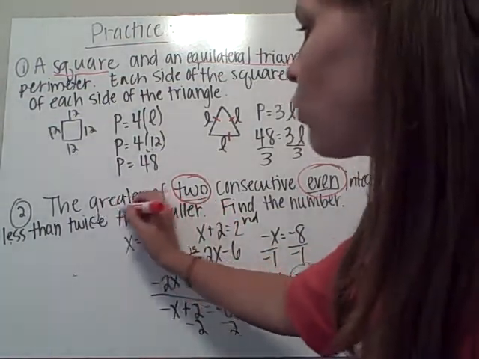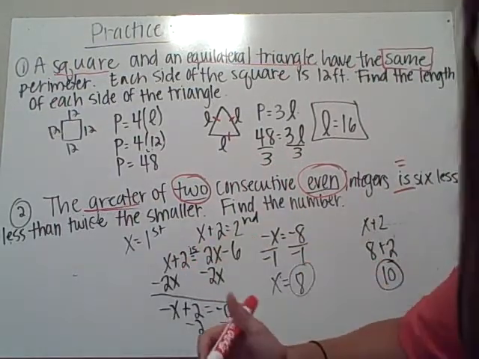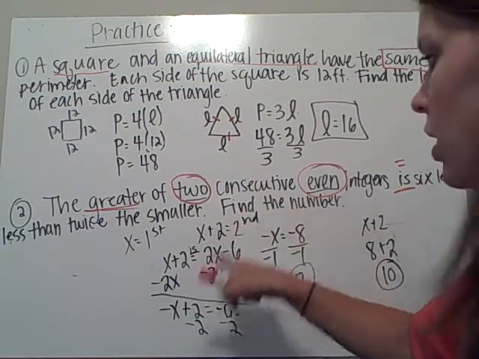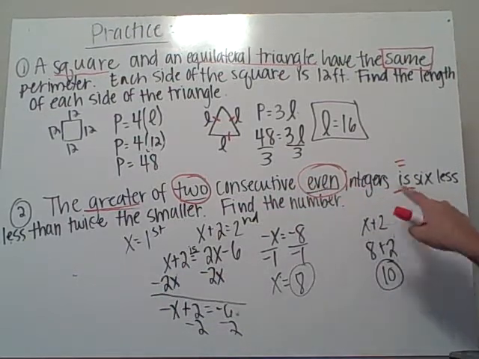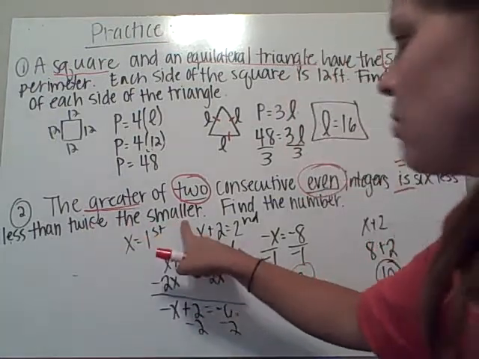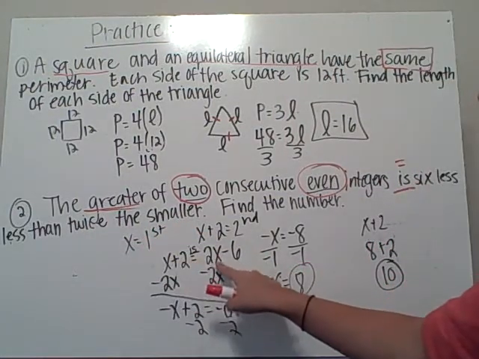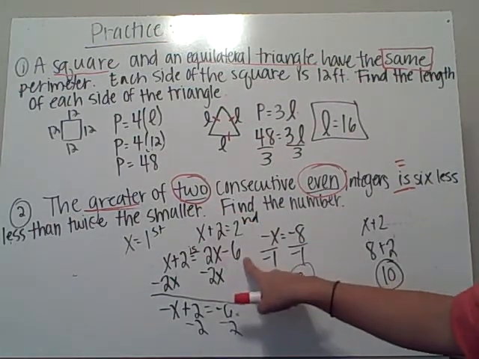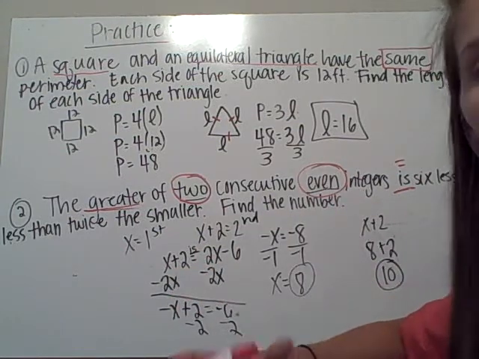Now it said the greater one. Well, looking at x and x plus 2, which one is the greater one? Obviously, the one that you're adding 2 more to it. So the greater one, x plus 2, is equal to 6 less than twice the smaller. Well, x is going to be your smaller number. So twice the smaller, and 6 less than that, so minus 6. Now, this is just an equation with variables on both sides.